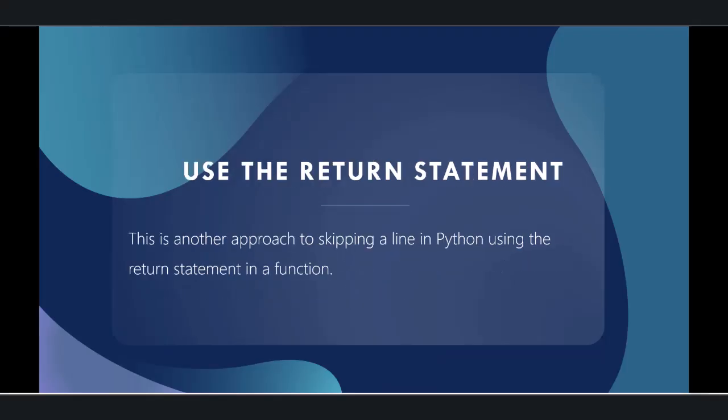Now we will see the last method, that is using return statement. This is another approach to skip a line in Python using return statement in a function. By using the return keyword in a function, we can skip a line. We will see this in an example.